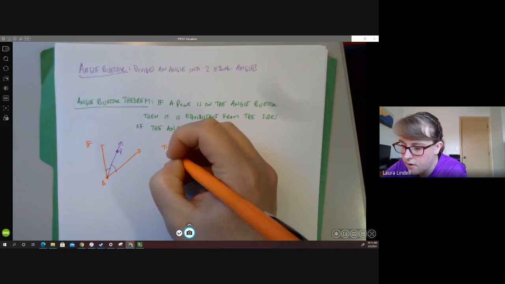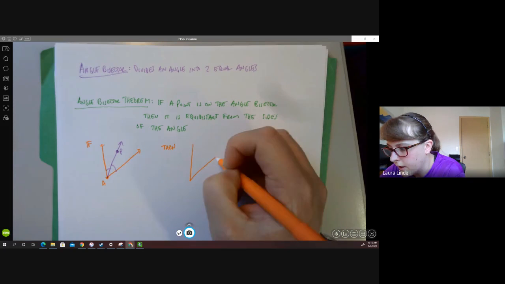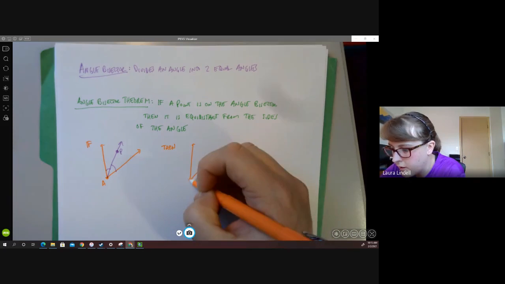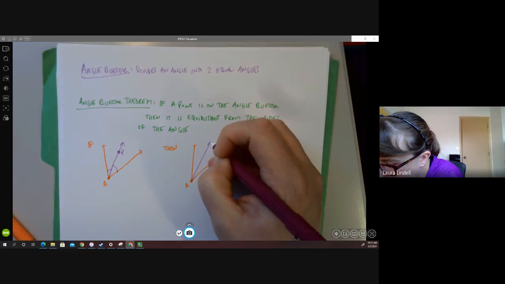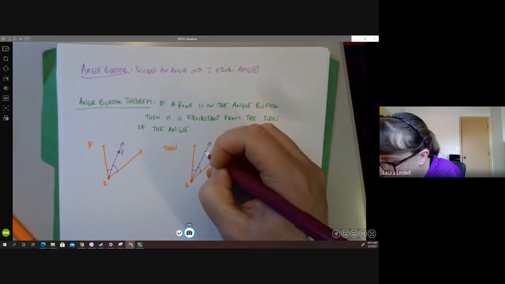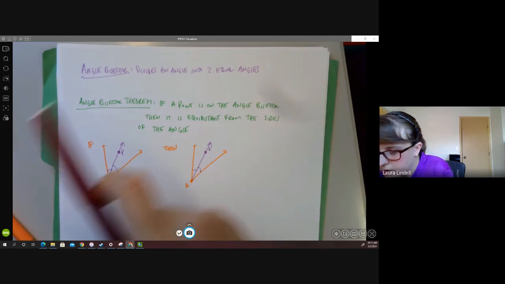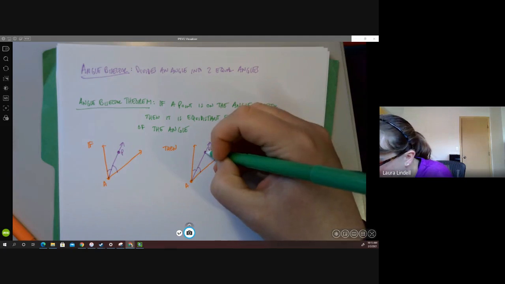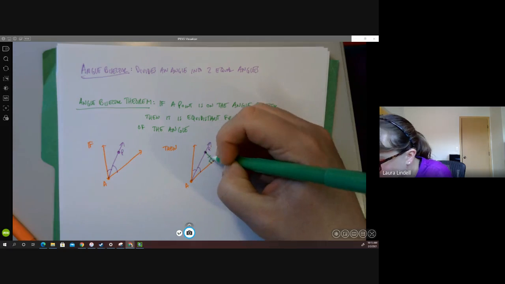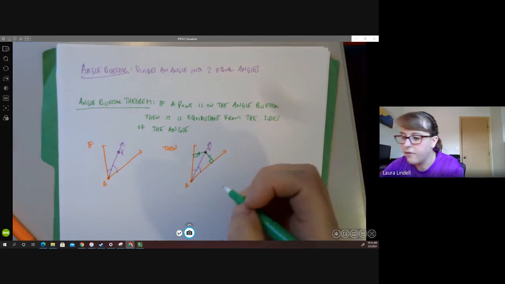Then, drawing that same picture, we have angle A. We have the bisector. We have point P on the bisector. So if that is all the case, then we know that P is the same distance to this side of the angle as it is to this side of the angle.